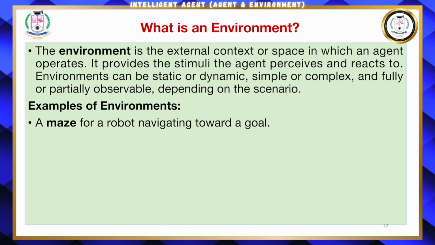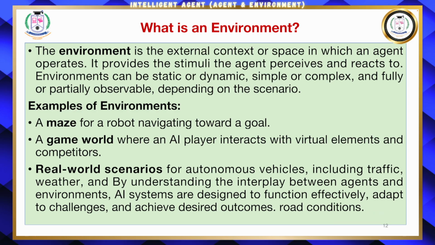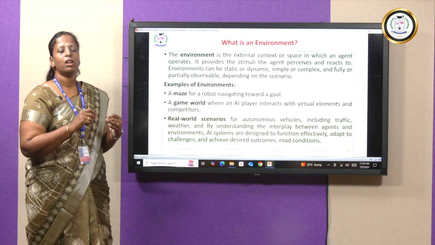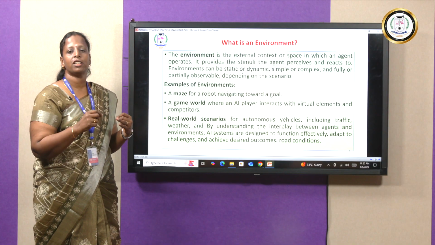Suppose in a maze game, we are going to obtain a goal. That is an example of an environment. Next, the game world, where a player usually interacts with the virtual world. That is an environment. Next, real world scenarios: traffic conditions, predicting weather, everything is done by means of an agent. All these factors depend upon the environment where the particular agent works.